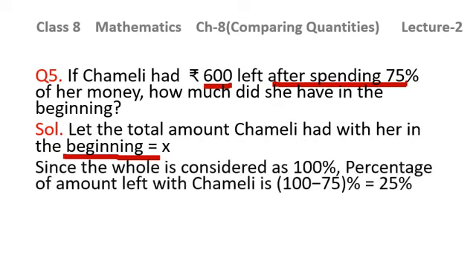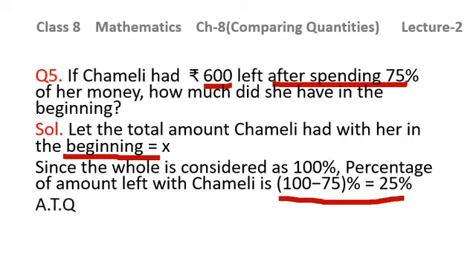Then since the whole is considered as 100%, that girl has spent 75%. So how much money will be left with her? It will be 100 minus 75%, that will be 25%. And we know that rupees 600 was left with her. This is the percentage of the left money we have calculated.